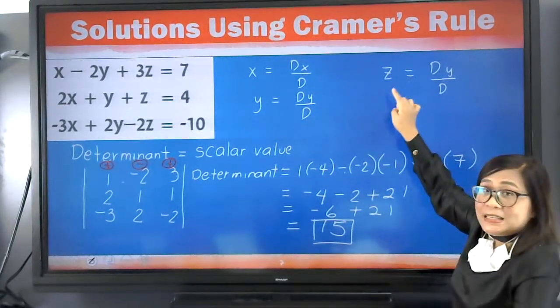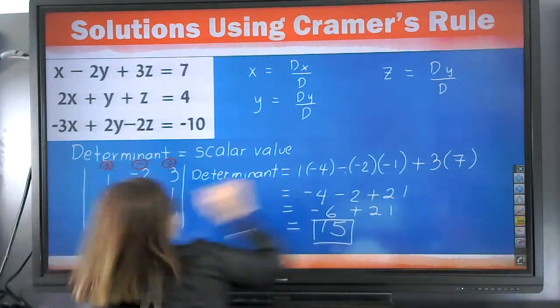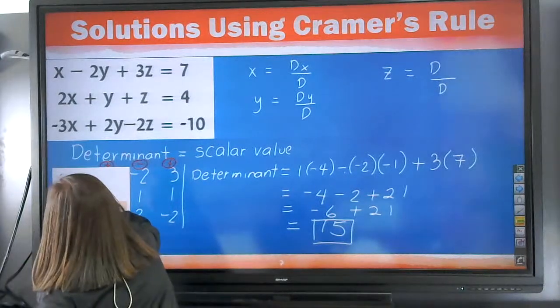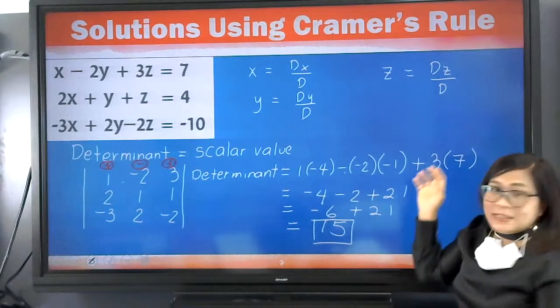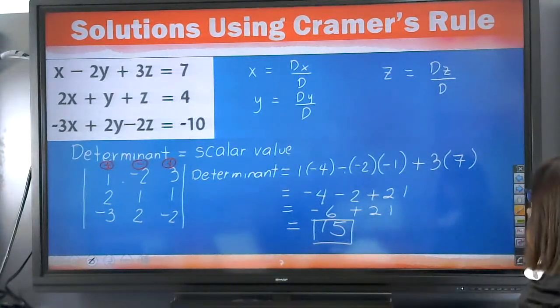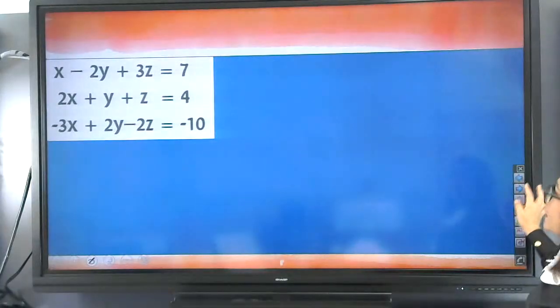And to find z, I have to change it. Okay, to find z, you have to find determinant of z over D. Only this. And then we move to the next slide for the solutions because it's not enough. So I have here the next one.